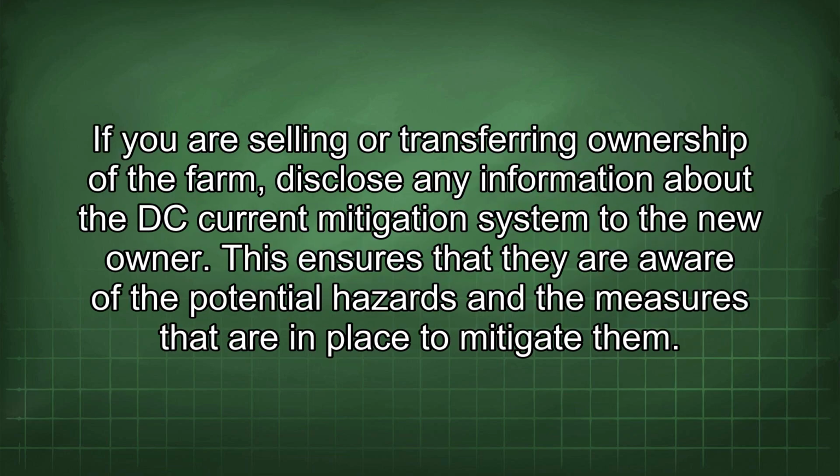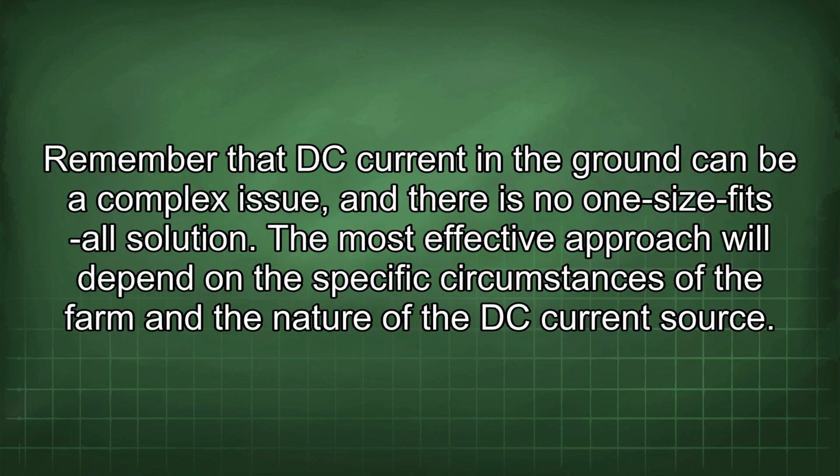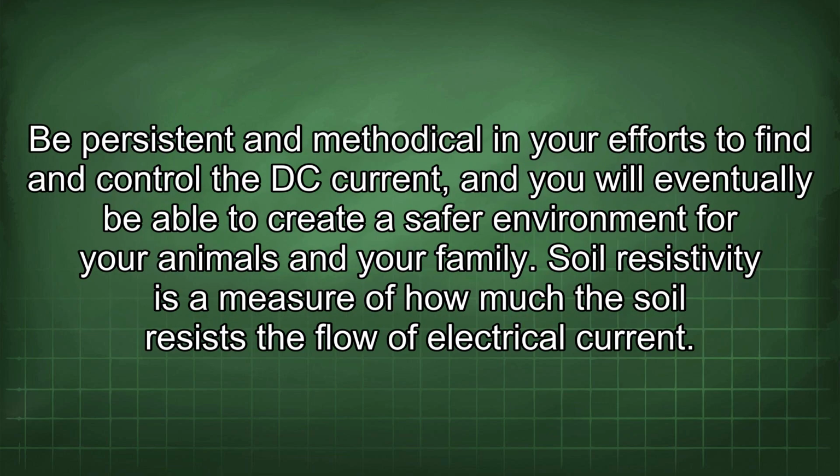If you are selling or transferring ownership of the farm, disclose any information about the DC current mitigation system to the new owner. This ensures that they are aware of the potential hazards and the measures that are in place to mitigate them. Remember that DC current in the ground can be a complex issue, and there is no one-size-fits-all solution. The most effective approach will depend on the specific circumstances of the farm and the nature of the DC current source. Be persistent and methodical in your efforts to find and control the DC current, and you will eventually be able to create a safer environment for your animals and your family.